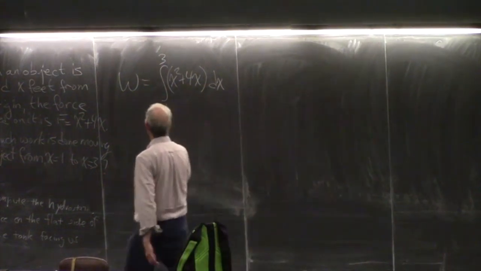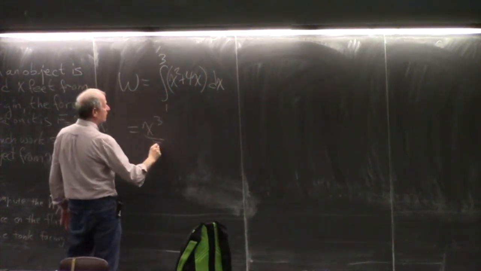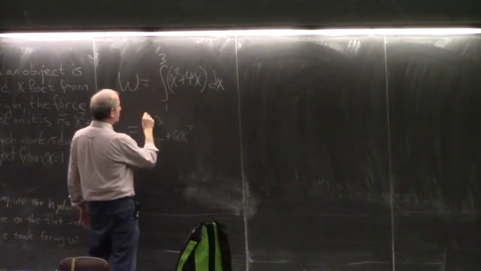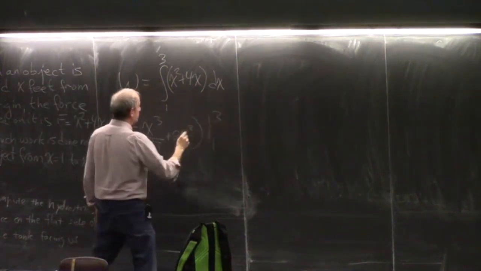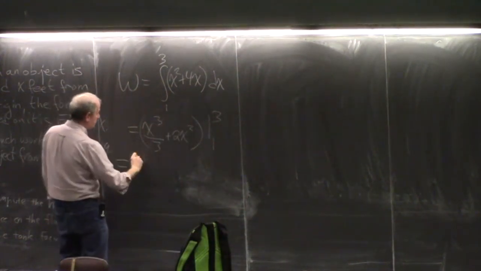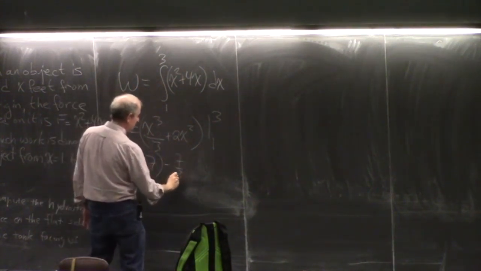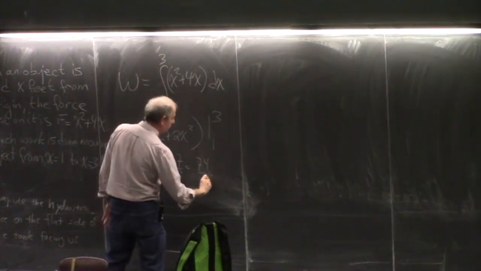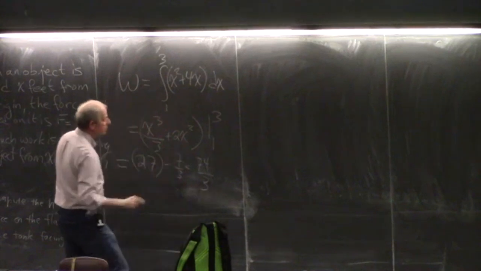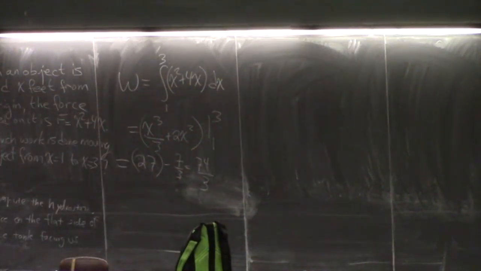It's an easy intro. You should all be able to do that. Let's figure it out. This is x cubed over 3 plus 2x squared from 1 to 3. And you plug in. Okay? Everybody got that? You should be able to get that.